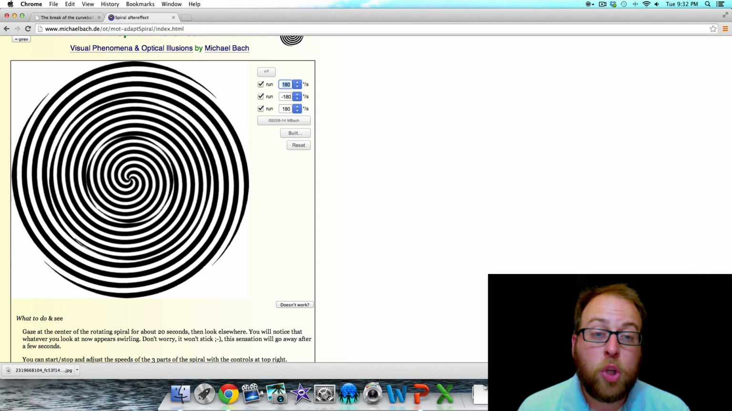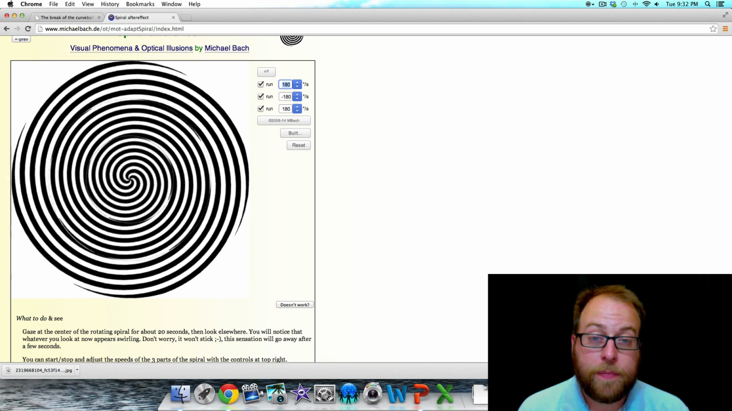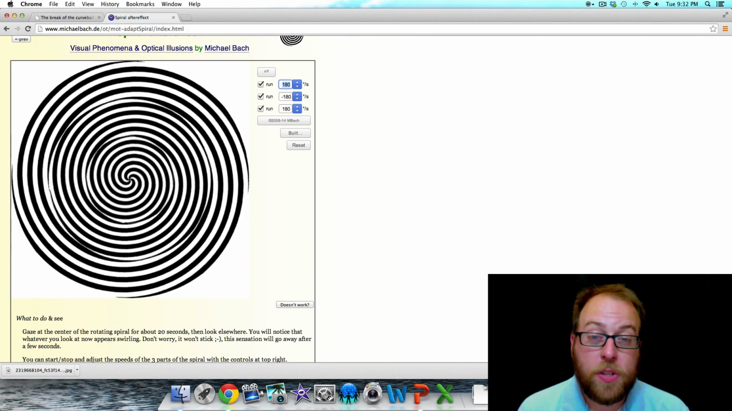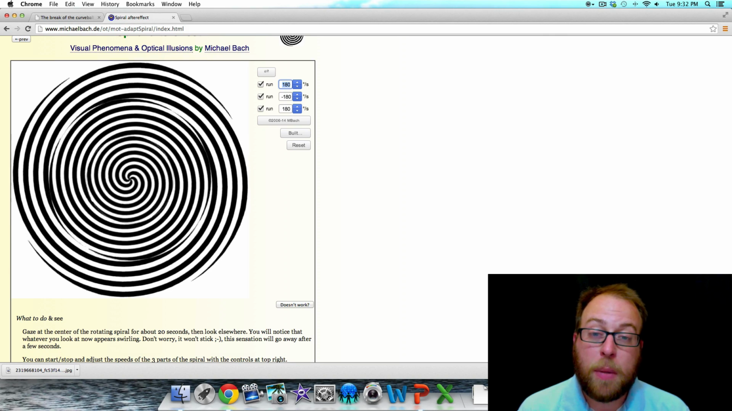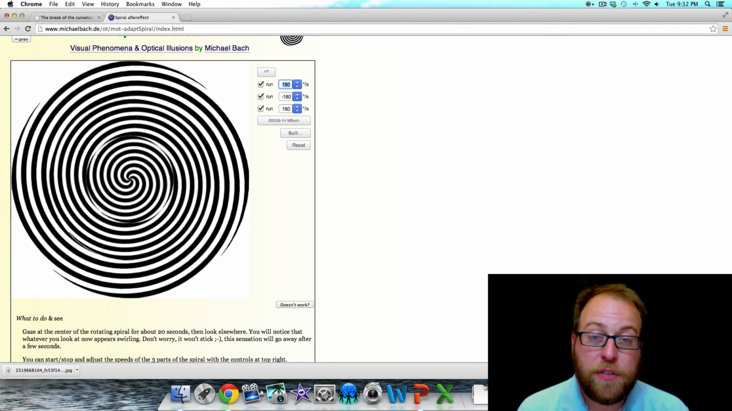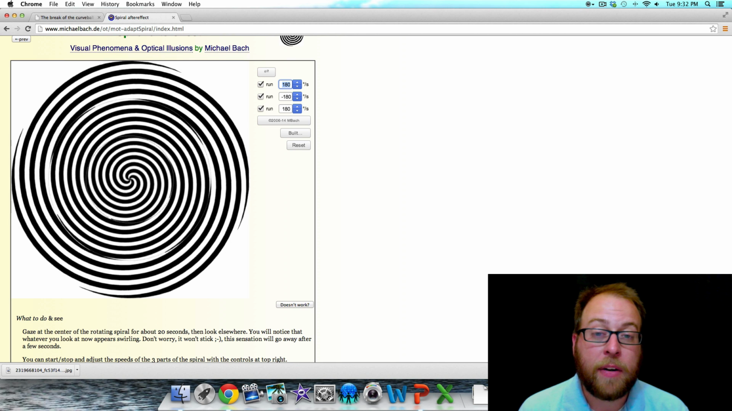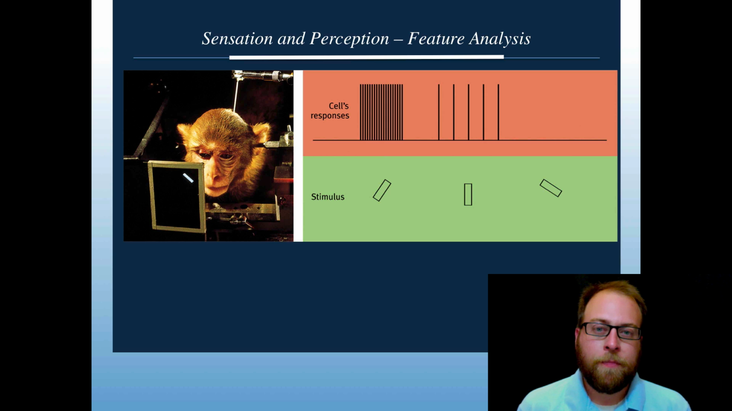Okay, now look away at a flat surface. What you should see is that surface undulating and writhing. That's because your feature orientation cells have developed a pattern of firing, and it's taking them a few seconds to adjust that pattern of firing back to normal. Okay, I hope your eyes have resettled.